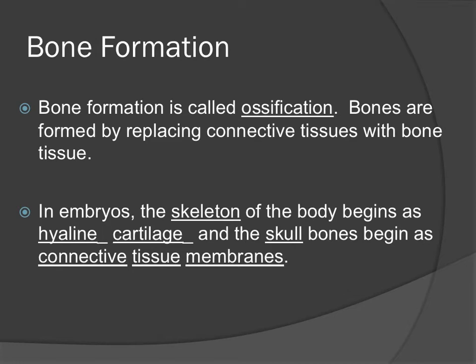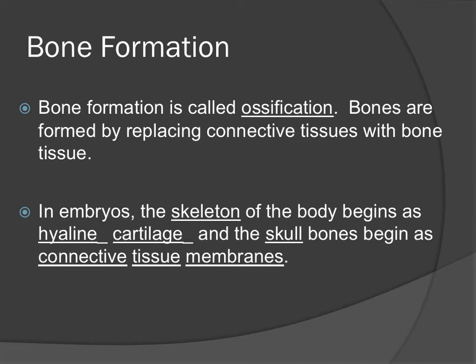Now, bone formation. Bone formation is called ossification. Bones are formed by replacing connective tissues with bone tissue. So if it were not for ossification, you would be a soft mound of just blood, water, and flesh. So ossification is the gradual transition from a cartilage template to a bone. This is the process of laying down new bone material by cells called osteoblasts. And we're going to get into osteoblasts in just a moment.